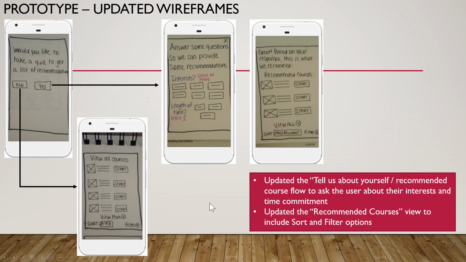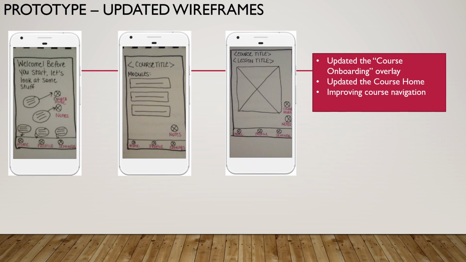And both of these views, the recommended courses and the view all courses, have the same sort and filter functionality. There was a recommendation to add a search functionality in a future iteration of these wireframes. So another catastrophic area was the course onboarding overlay.